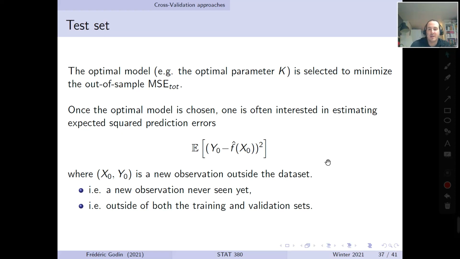Okay, so if there is a new observation outside the data set, so x0 and y0. Here x0 and y0, we're going to assume they're not in the training set nor the validation set. So it's a totally new unseen observation. We'd like to know what's the mean square error we would make on that new observation, which is outside of our data set that we used. So outside both the training and validation sets, or if we use a single set and cross validation, outside of this original data set.